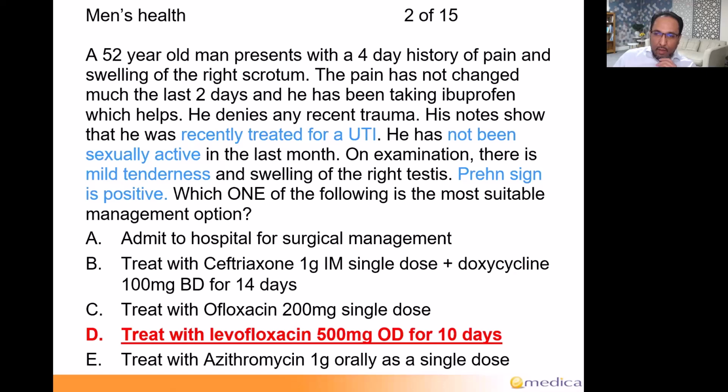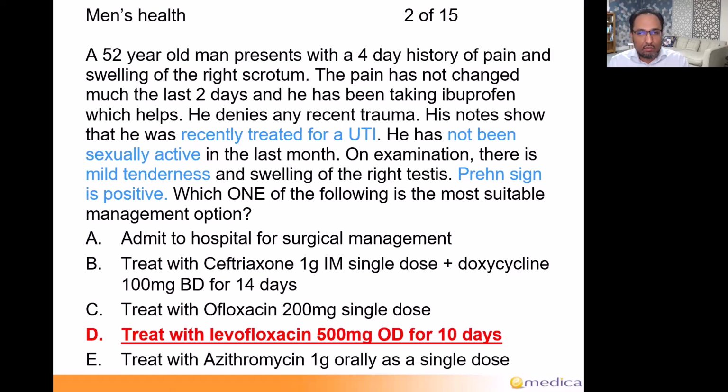Okay, but then the other big clue is this, that Prehn sign is positive. So in torsion, Prehn sign is usually negative. Prehn sign is you elevate the scrotum, thereby elevating the testes, and if it's positive it means that the pain goes away. It's relieved by elevation of the scrotum, of the testes. So Prehn's is usually positive in epididymo-orchitis.